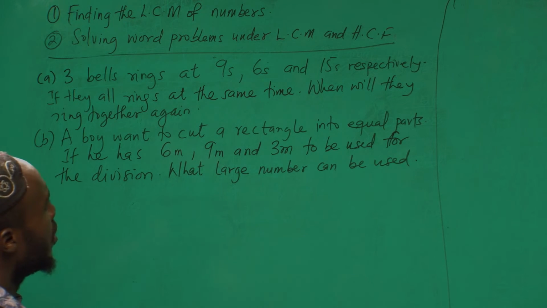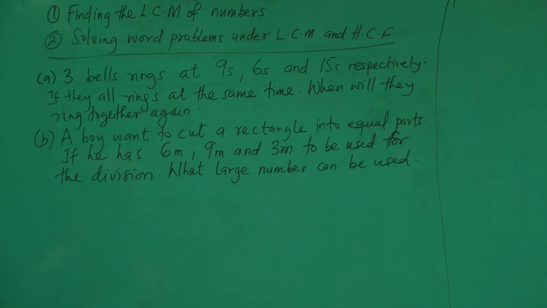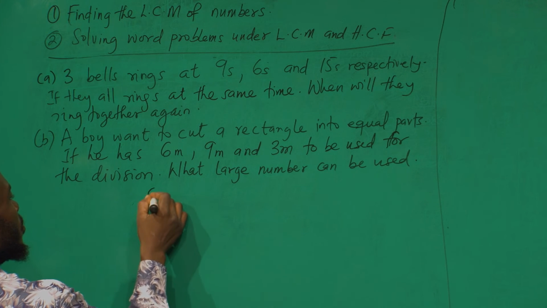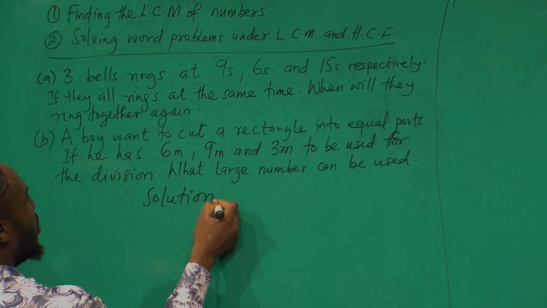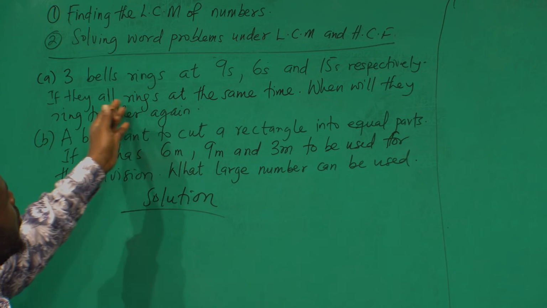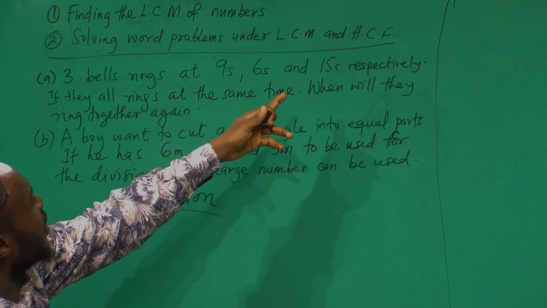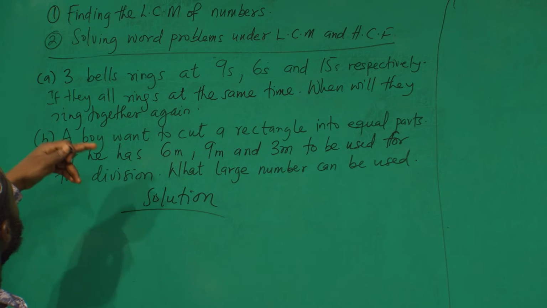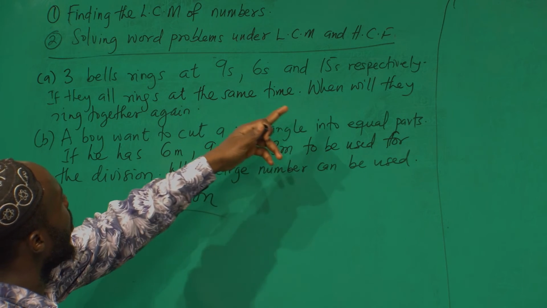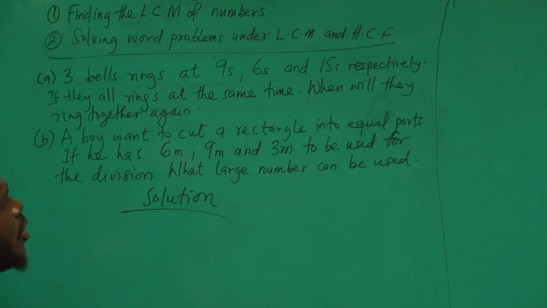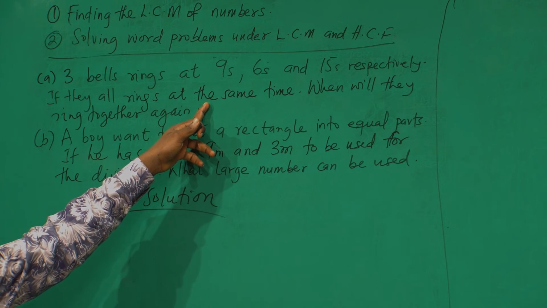Okay, so these are some of the questions I was saying. So when you read the question, looking at this question, it was silent. 3 bells ring at 9 seconds, 6 seconds, and 50 seconds respectively. If they all ring at the same time, when will they ring together again? The question is silent. So this is an LCM question.